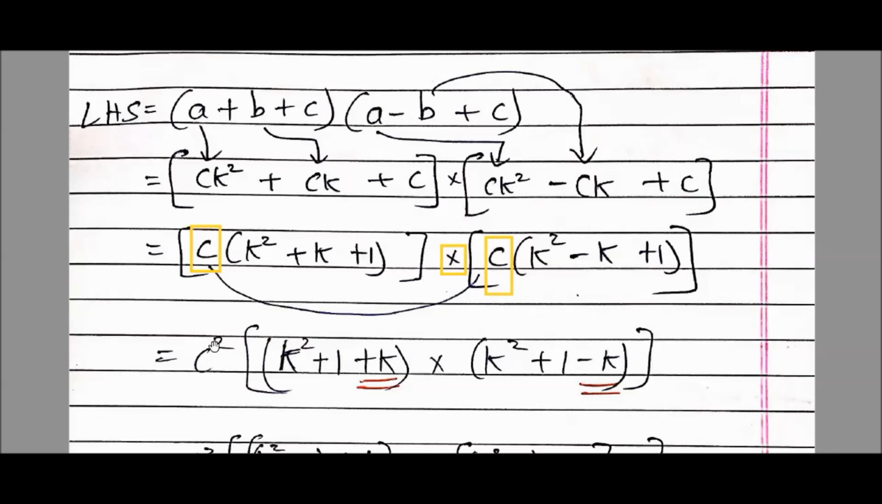Okay. So I wrote here C square. See the cursor, C square. And I made one big square bracket. And this K square plus K plus 1 I copied here, in between multiply. And K square minus K plus 1 I copied here. So don't say I have removed C common. C common nahi nikla. C is just multiplied and kept outside. So it became C square. Okay, now we have two things here.